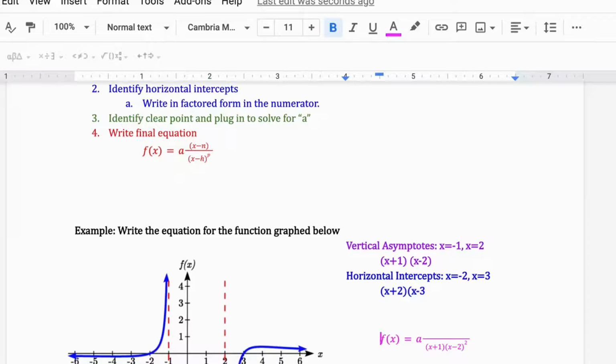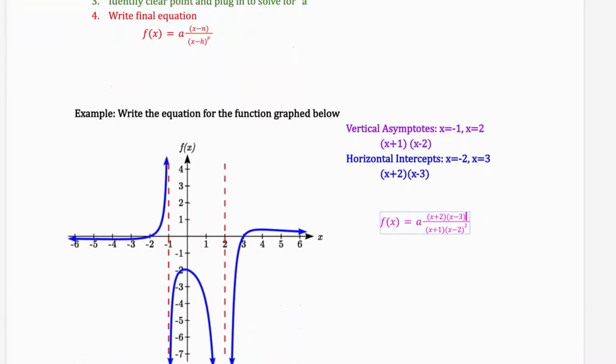There we go. I'm going to fill that in. So I'm going to put x plus 2 in the numerator and x minus 3. Right now, I'm not going to care about multiplicity. And the reason why is because notice how it goes straight through. That means it has multiplicity 1.